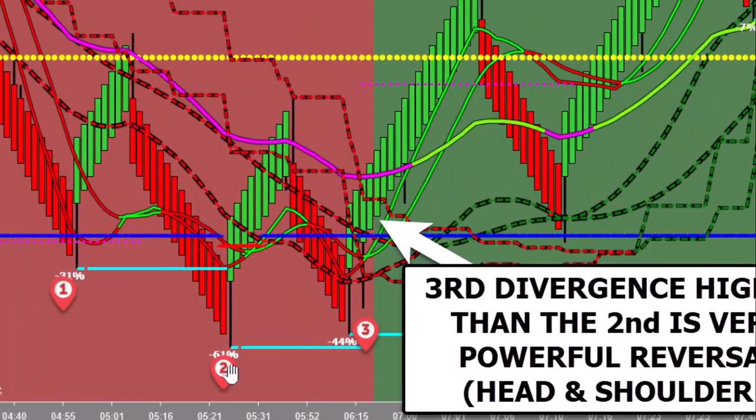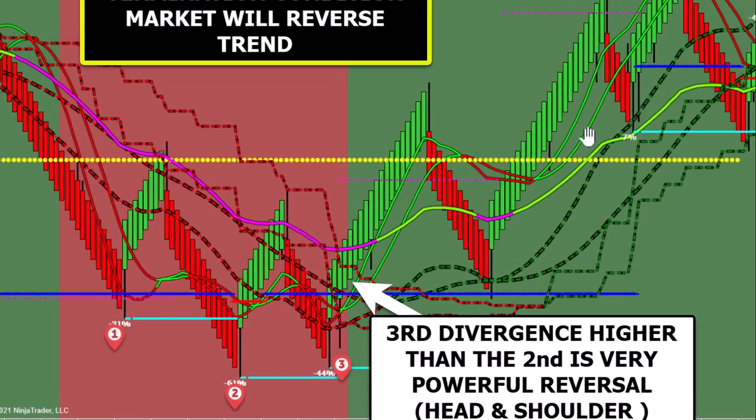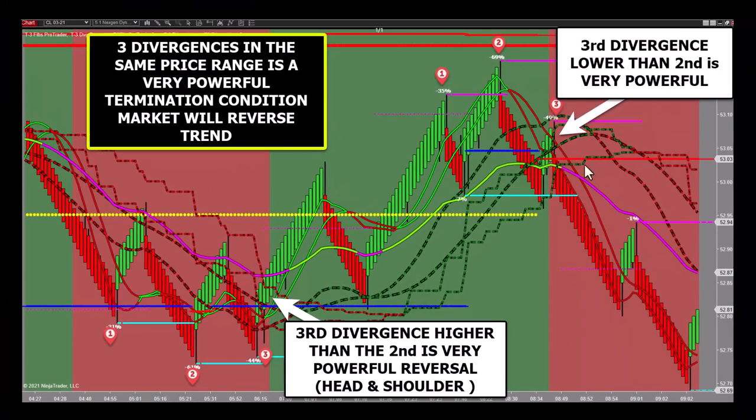Any 3 divergences that are in a relatively tight or small range as far as price goes on the price scale, the third divergence will cause a termination condition for us. Likewise, one of our other conditions is if we have a higher divergence than the prior divergence, that will usually also terminate the trend for us. And it's true on the top and the bottom.